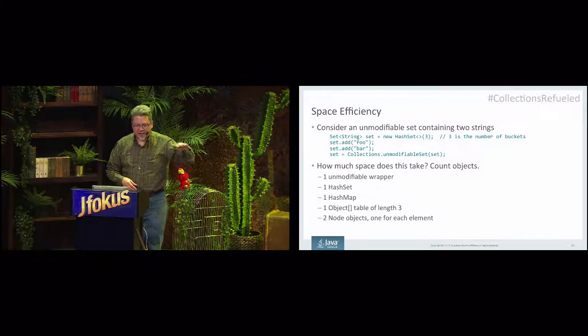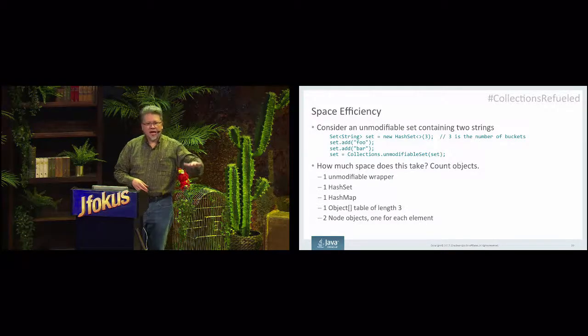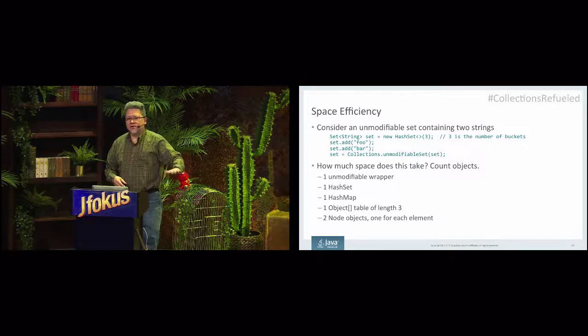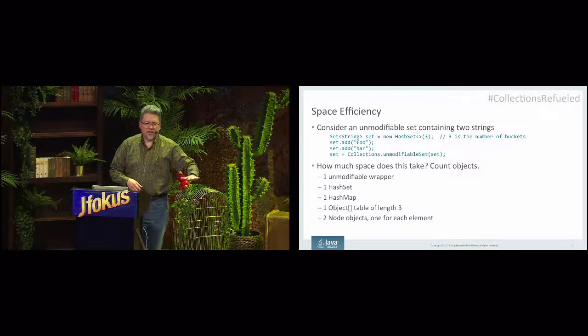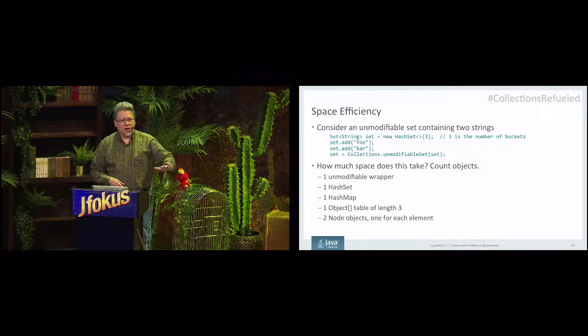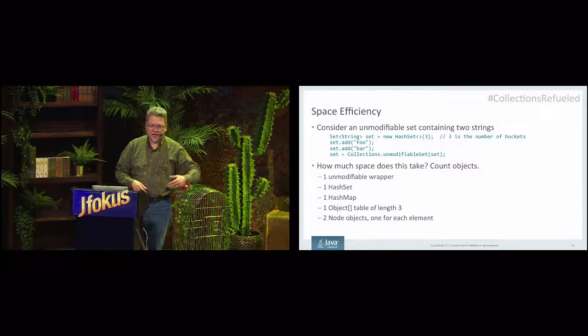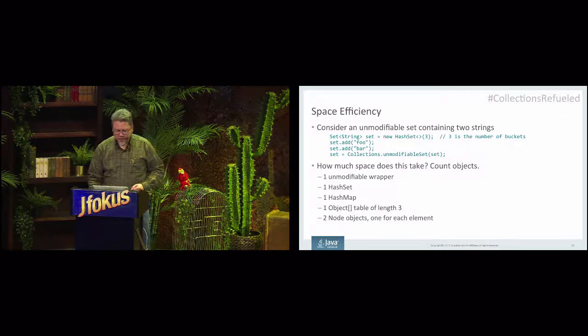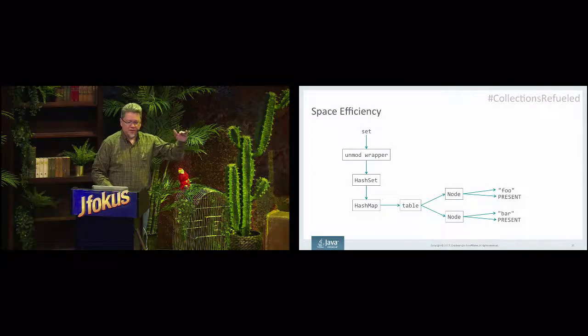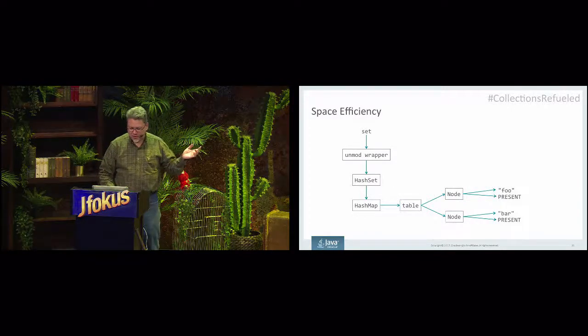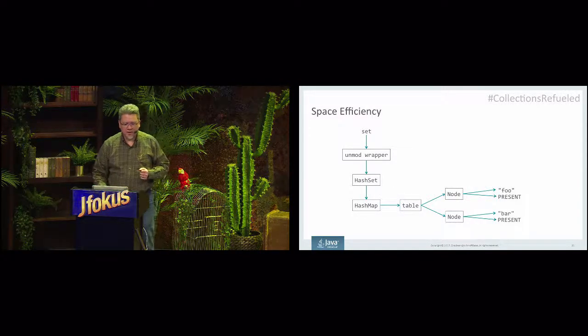So there's a hash set instance and a hash map instance. And then a hash map stores its entries in a table. And then the entries in the table are node objects that contain the key, the value, the hash code, and a next pointer. So this is what the data structure looked like. So for a 2-element set, you have all these objects: 1, 2, 3, 4, 5, 6. You have 6 objects.